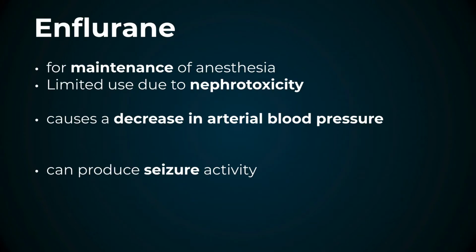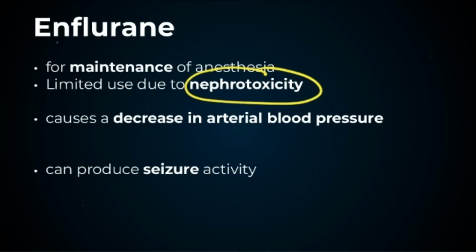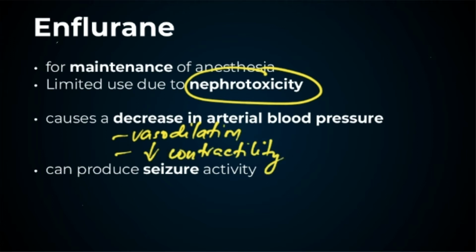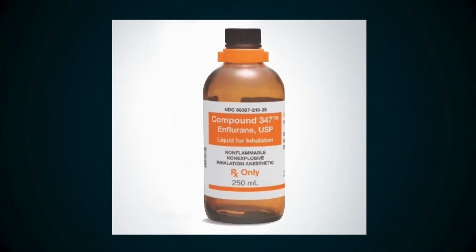And lastly, enflurane is used for maintenance of anesthesia, but its use is limited also because of nephrotoxicity. It causes a decrease in BP which is the result of vasodilation and depression of myocardial contractility. And it can produce seizures and should not be used in patients with seizure disorders. This is enflurane.